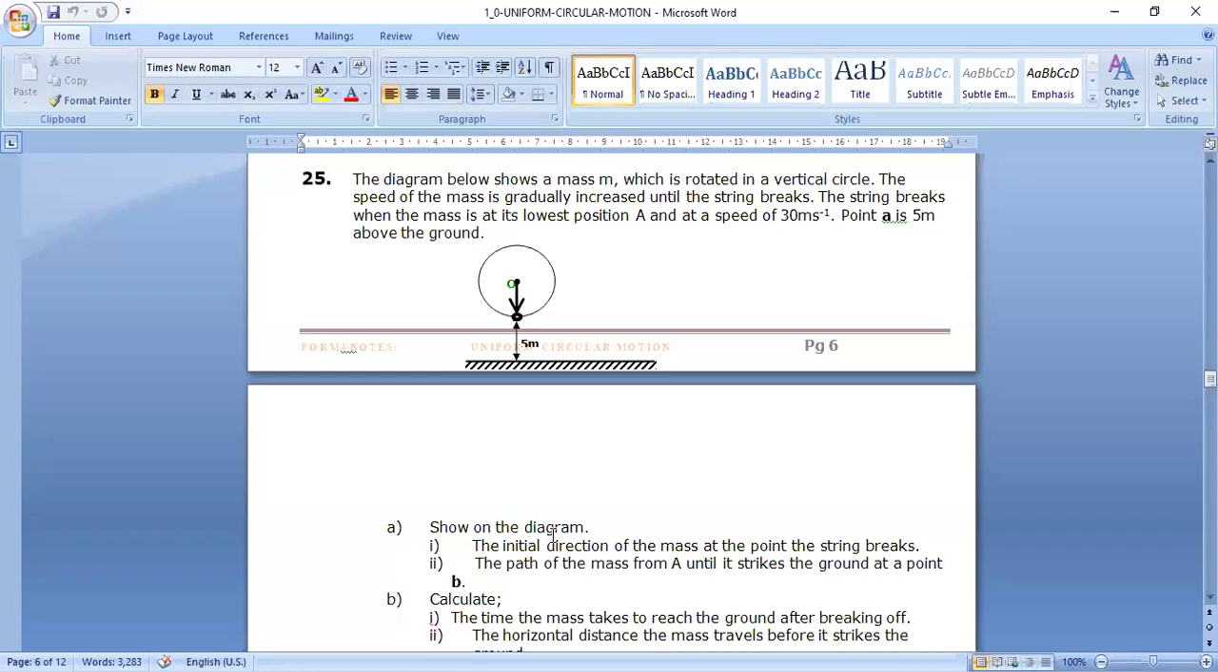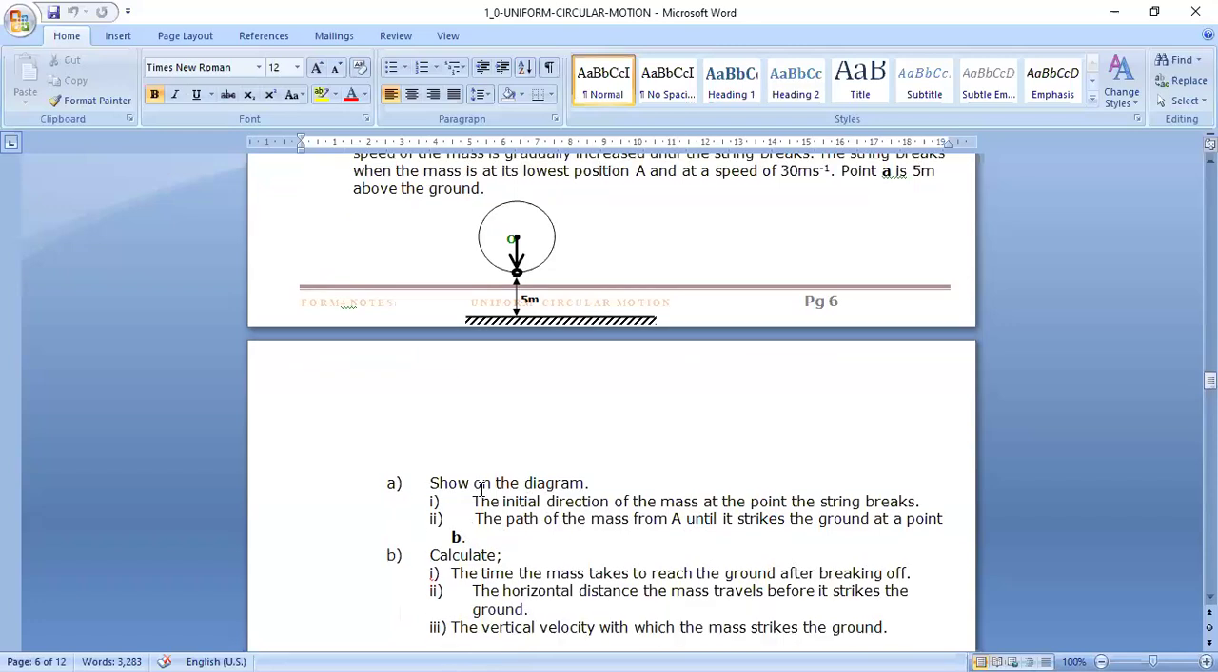Roman 2. Show on the diagram the path of the mass from A until it strikes the ground at point B. So if you can remember, we learned about the projectile motion. When the string breaks, the mass follows the arrow you initially drew. It goes as it moves down and strikes the ground at a certain point, anywhere on this ground. So you will draw what you call a trajectory. I think we've heard about a trajectory. If you can remember the projectile motion very well, it moves through that trajectory and strikes the ground at point B.